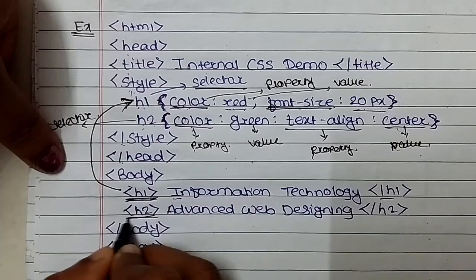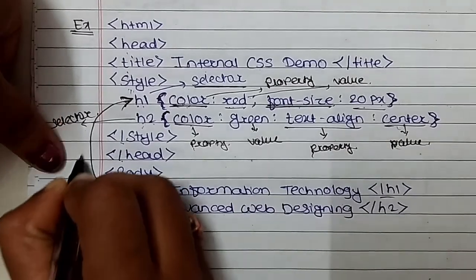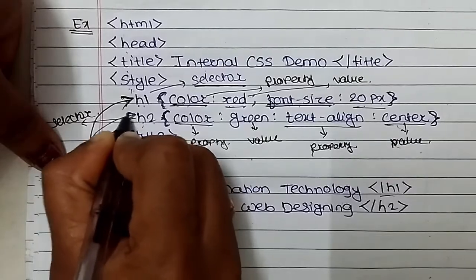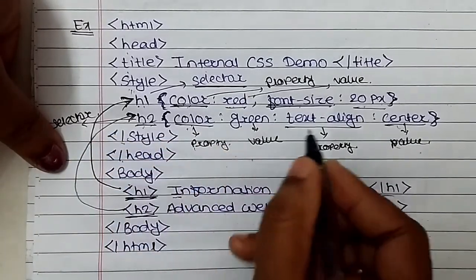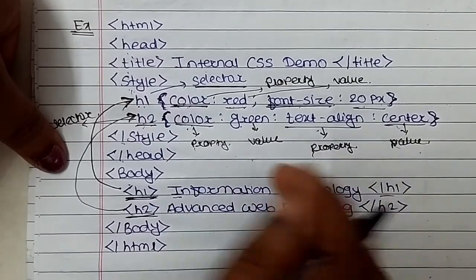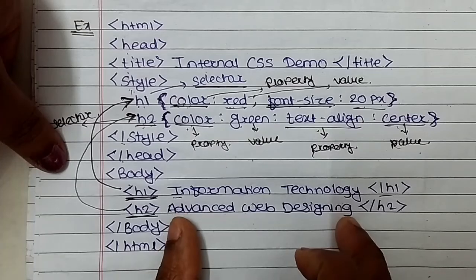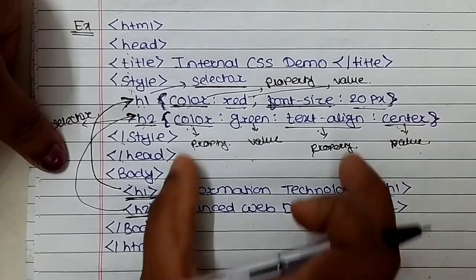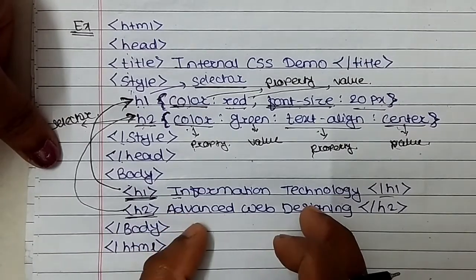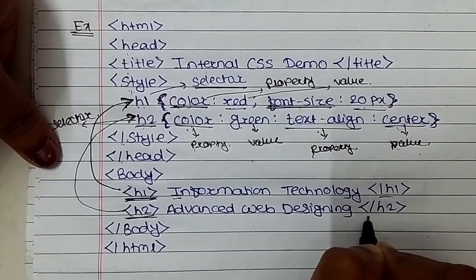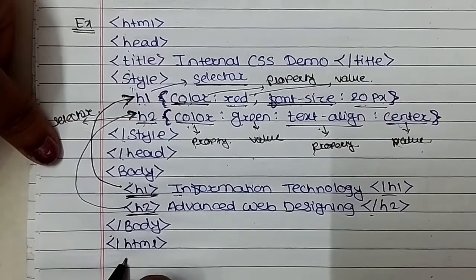Next we use h2. For h2, which formatting is used? That is this one. For h2, color is green and the text is aligned to the center. This means "advanced web designing" is colored green, and this text is aligned to the center, not left, not right. Then close the h2 tag, then close the body tag, and then close the HTML tag.